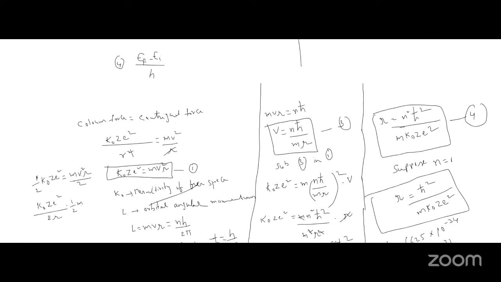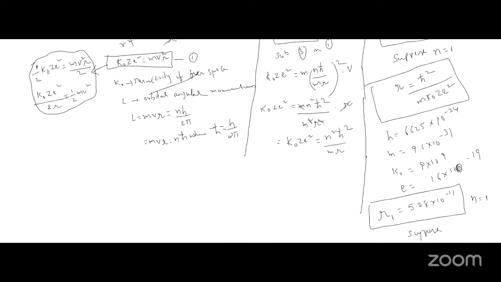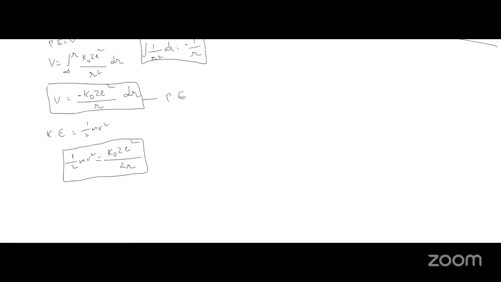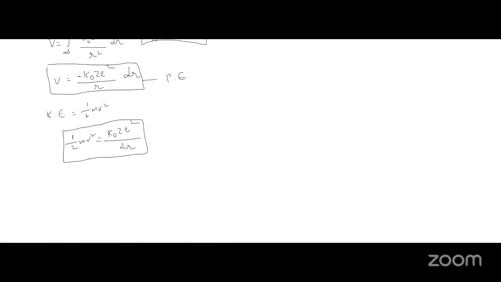This part I got from where? From equation 1. I simplified this one from equation 1. This one I am substituting in the down part. This one I wrote here. Now what I am doing? 1/2 mv square equal to this. What is 1/2 mv square? Kinetic energy is represented here as T. T equal to K naught Z E square by 2R.